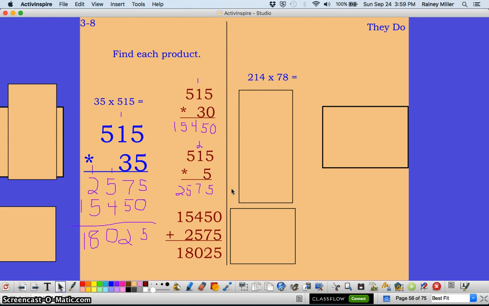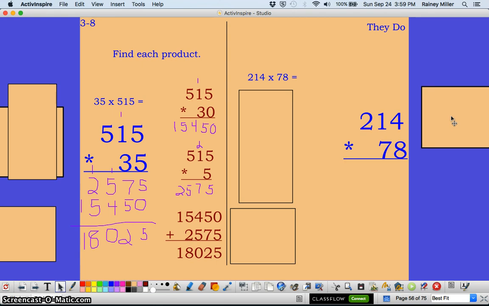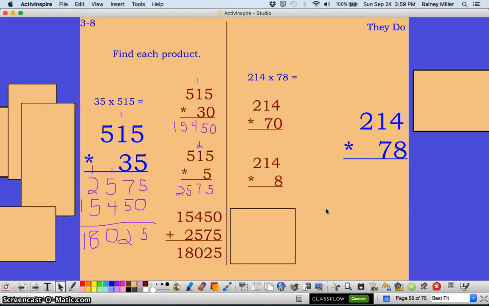Okay, if you haven't done the other one, stop the video, do the other one. If you have done it, then let's go. Okay, so I put the problem into a format that makes sense to me. Then I know that it's 70 times 214 plus 8 times 214, and that will give me my answer. So I do the 70 first. I use my zero trick.